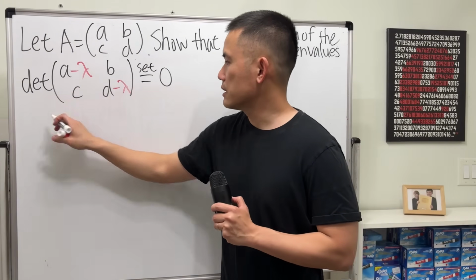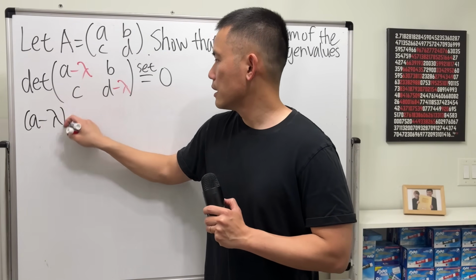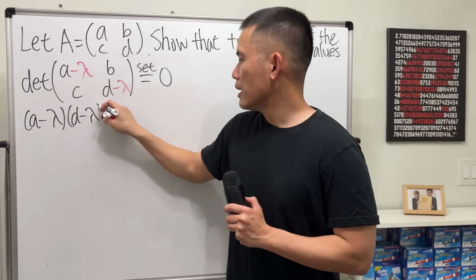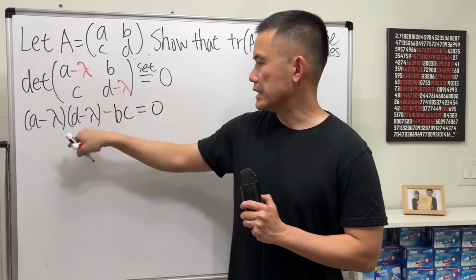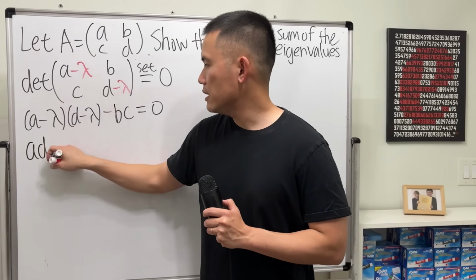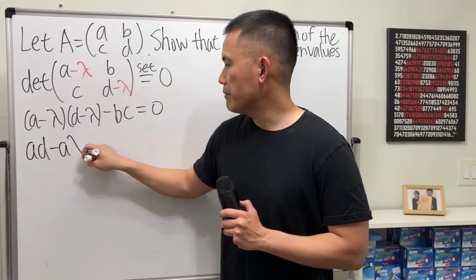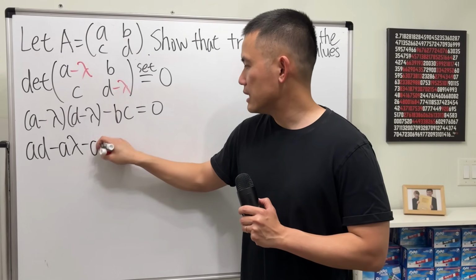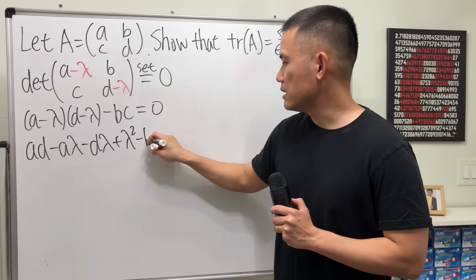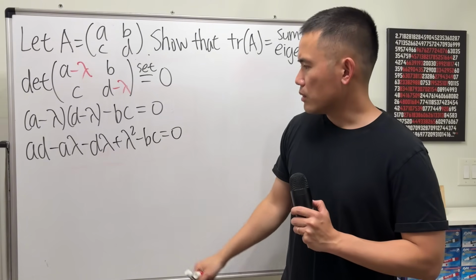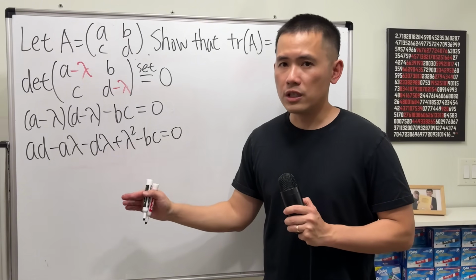So this times this, minus this times that. That's equal to 0. Expand this. We have AD minus A lambda minus D lambda plus lambda squared minus BC. Now, this right here is a quadratic equation in terms of lambda.